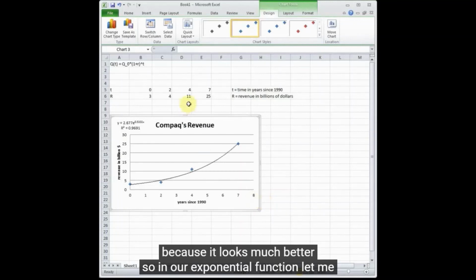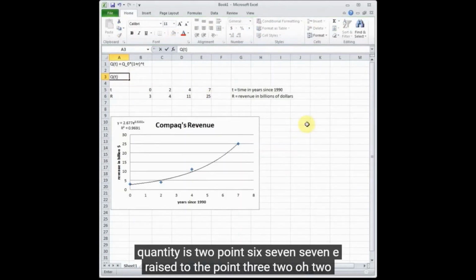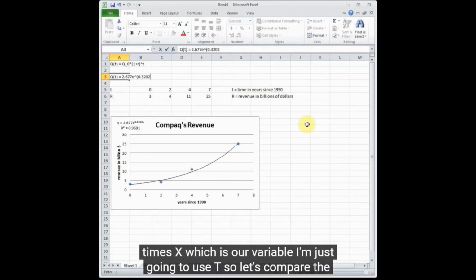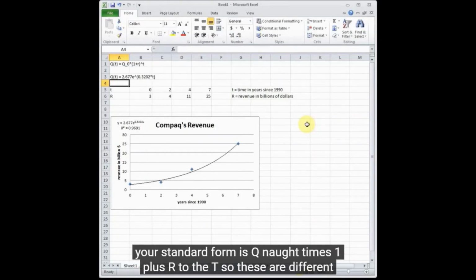So in our exponential function, let me just type it in here. It tells us that y, which we could represent by Q of t, or quantity, is 2.677 e raised to the 0.3202 times x, which is our input variable. I'm just going to use t. So let's compare the standard form that Excel gives us to the standard form that we use in your book. Your standard form is Q naught times (1 plus r) to the t.